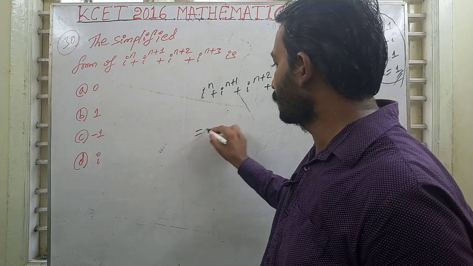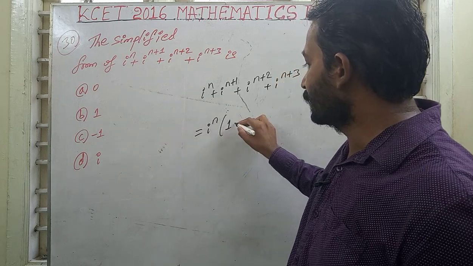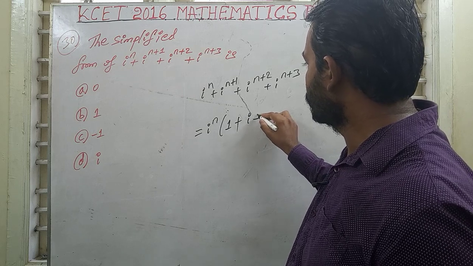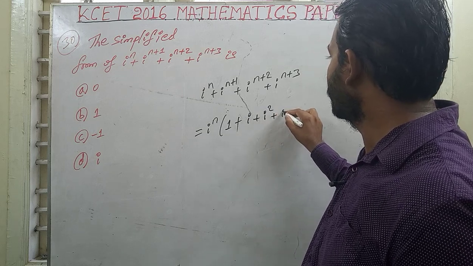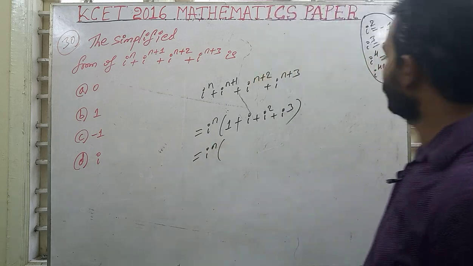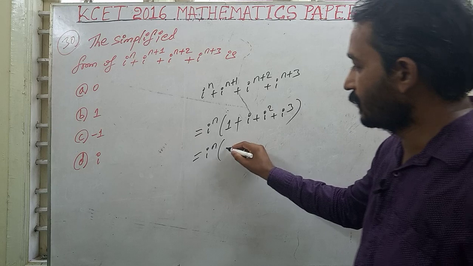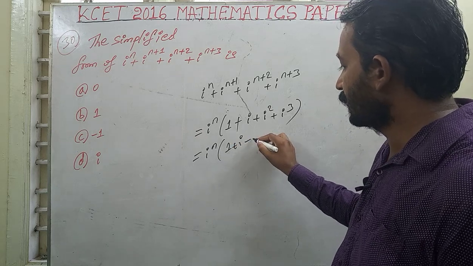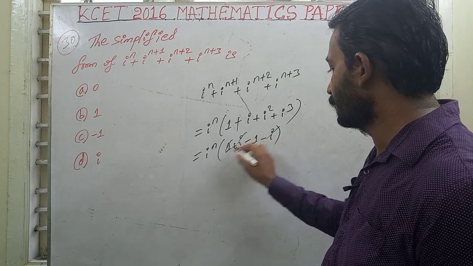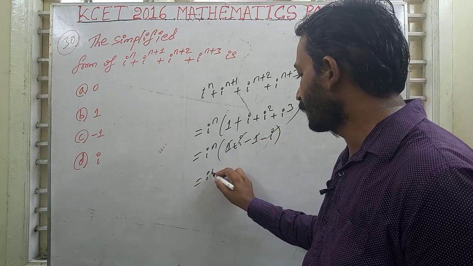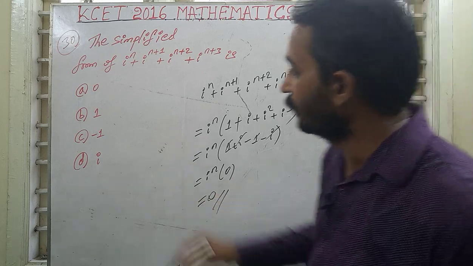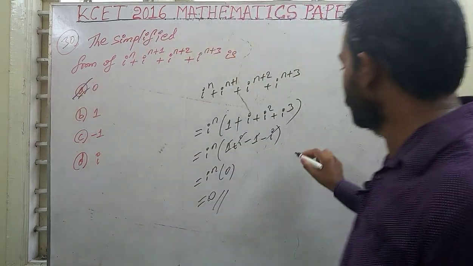In this case, i to the power of n take outside, remaining first term 1, second term i, third term i square, fourth term i cube. So using the power of i results, i square is minus 1, i cube is minus i. So 1 plus i, minus 1, minus i, cancel each other. This becomes 0. I power n into 0 is nothing but 0. So the answer of this question is 0. Good answer. Option A is correct.